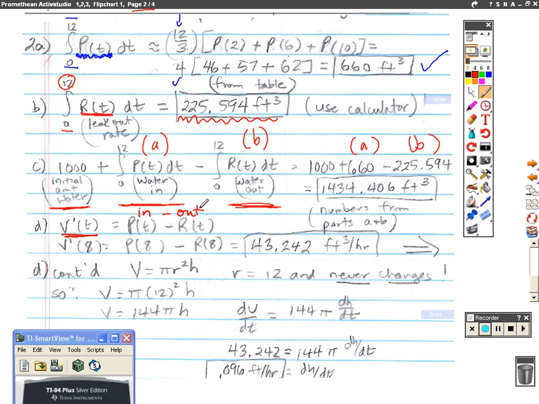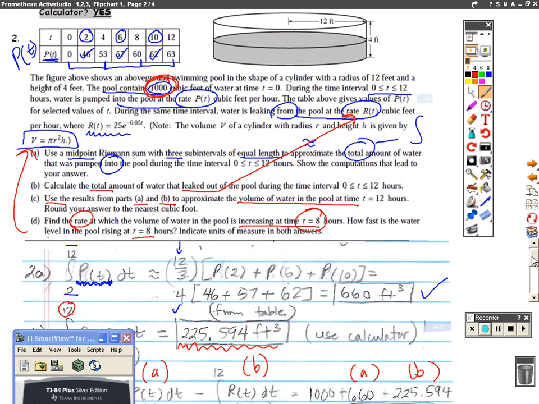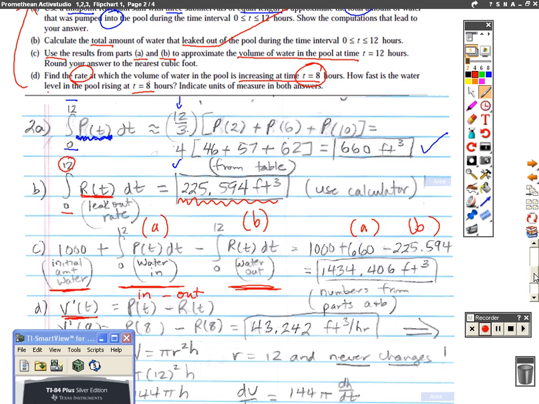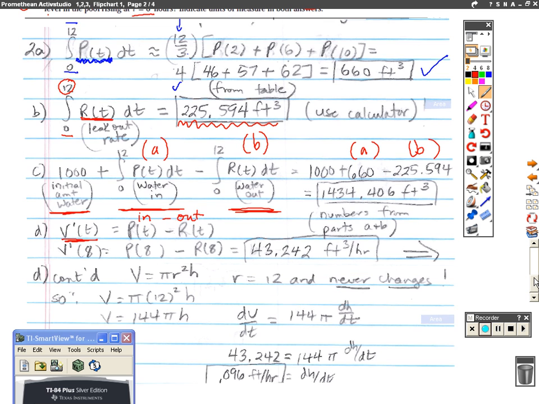So in other words, I'm going to take the information that they've already given me to find the rate of the volume total, and I'm going to look at P of 8, because the volume rate at 8 would be P of 8, the in rate, minus R of 8, the out rate. And so from the table above, I see that P of 8 is equal to 60. So P of 8 is 60. And then R of 8, I just got off of my calculator and subtracted and got 43.242 cubic feet per hour. It is a rate.